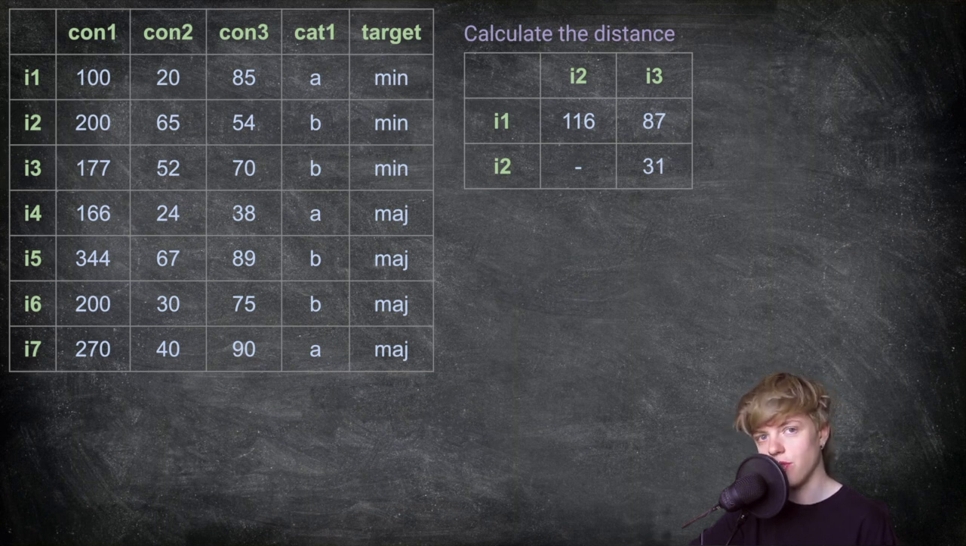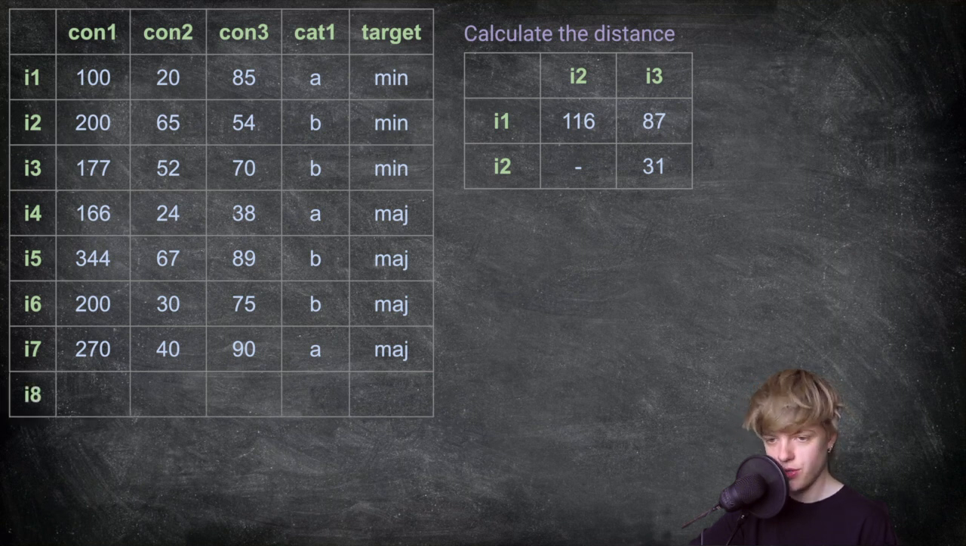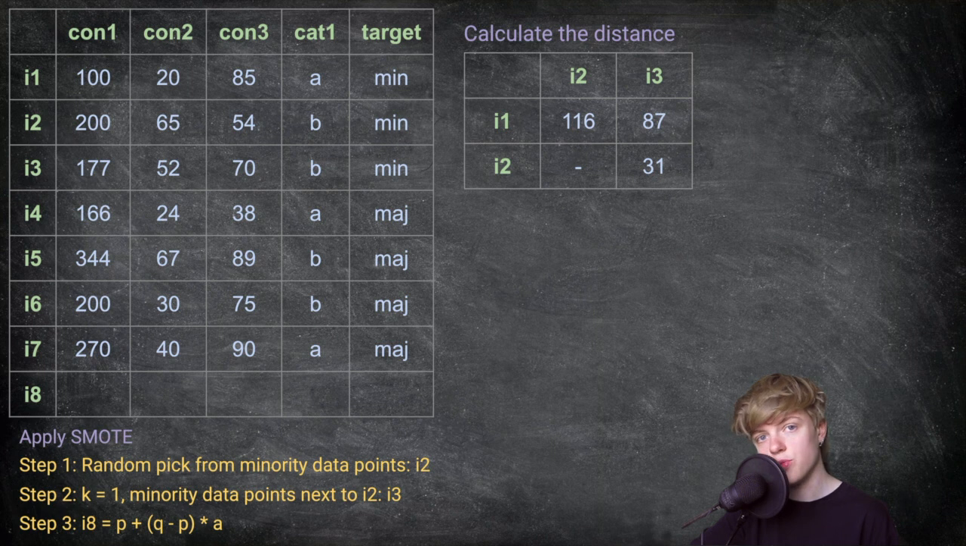And we can start off by creating I8 right now. We do this by applying the normal SMOTE algorithm. We randomly pick a minority point. Let's take I2. Then we take its nearest neighbor, which in this case is clearly I3 with only a distance of 31.